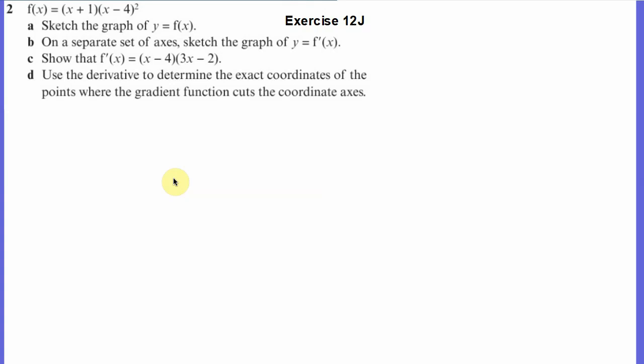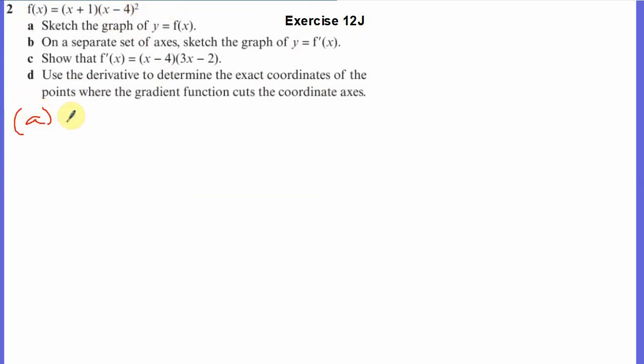Hi, this is a question from the PSN Edexcel Year 1 Pure Book. It's exercise 12J and it's question 2. I've got the question on the screen for you, and I'm going to go through this one. So, sketch the graph of this.